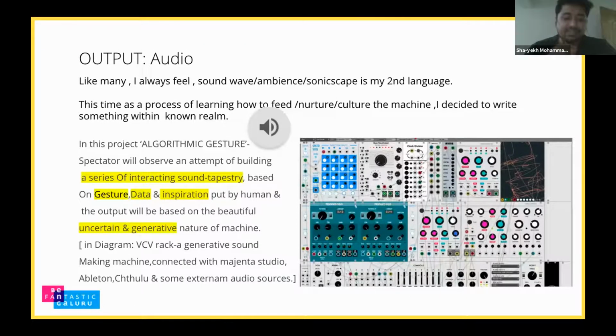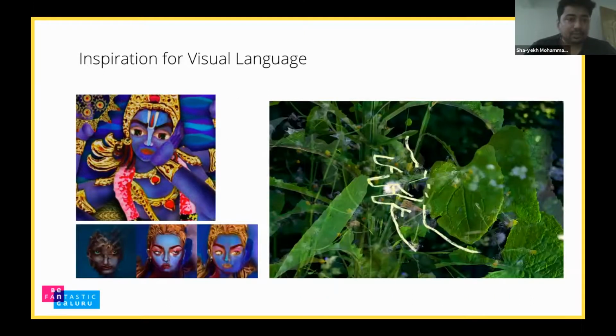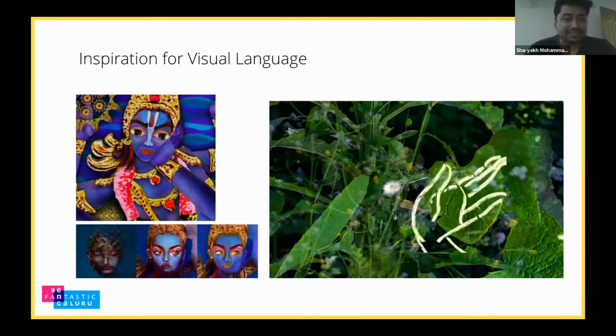Yes, as a process of learning how to nurture or cultivate the machine, we're going to build a series of interacting sound tapestries this time, and the input will be mainly the gesture data and inspiration put in by humans, and the output will be based on the beautiful and uncertain nature of the machine. That was one of the demos we have built. Okay, now let's go to the next part.